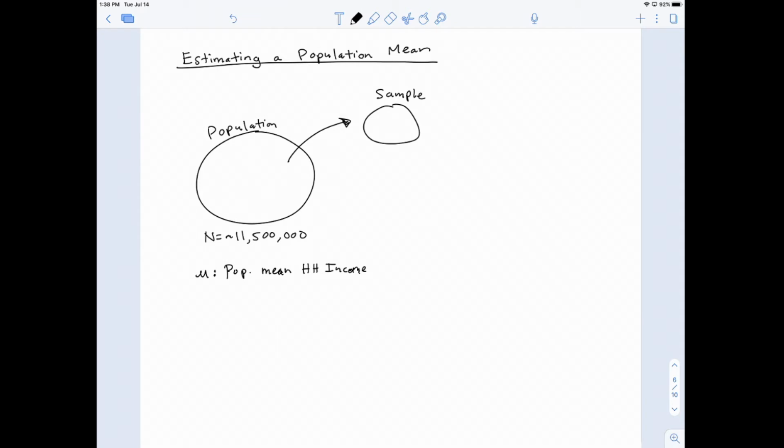So instead, we take a sample, right? We're going to take a random sample of, and I'm just going to make up the number here, say like 500 households in California. And from there, we're going to get the household income from each of these 500 houses. And we can calculate the sample mean income for those 500 households. So X bar, and I'll just write it below here. X bar represents the sample mean household income.